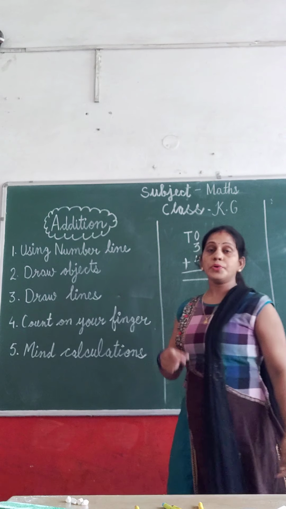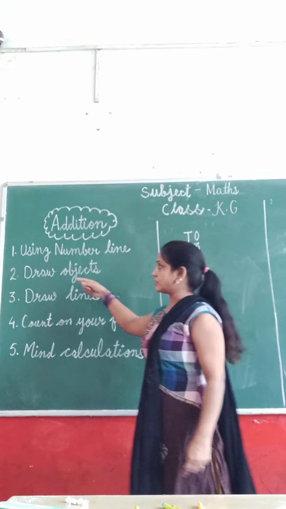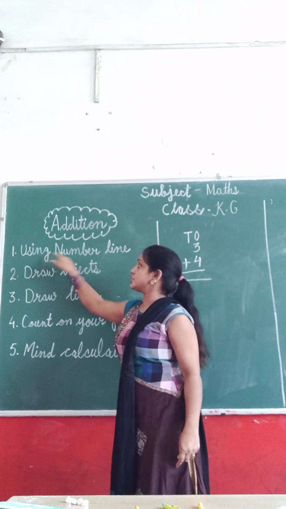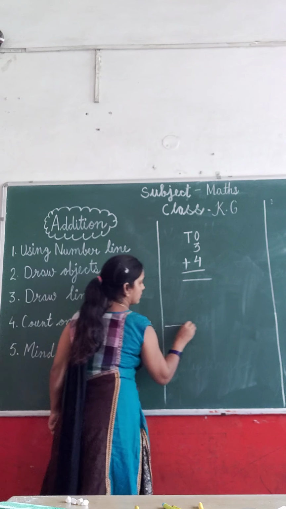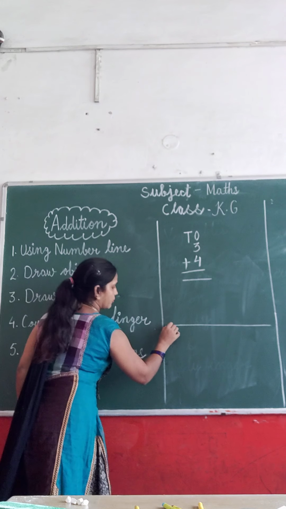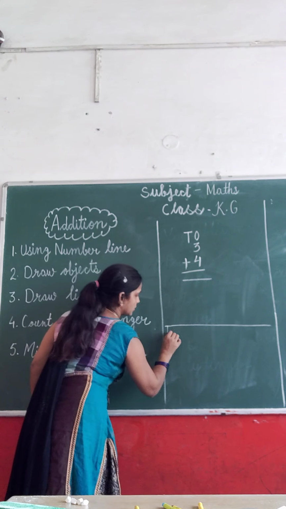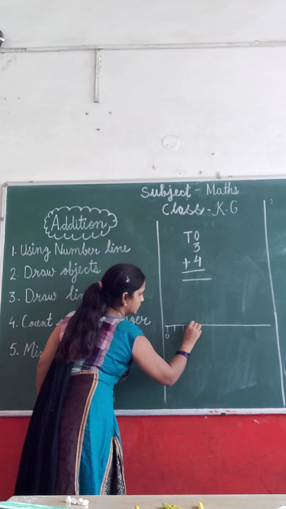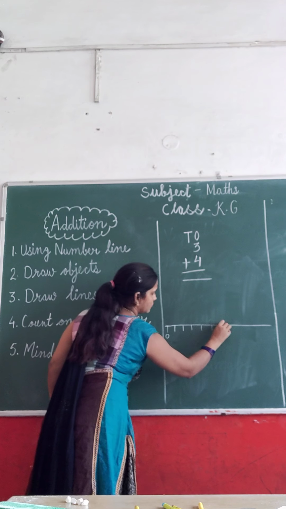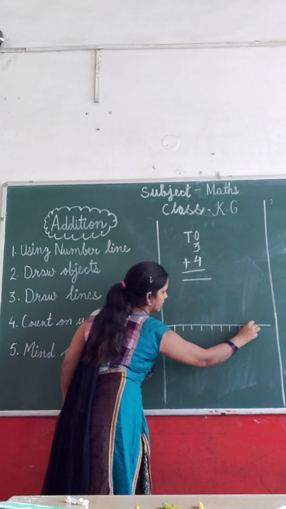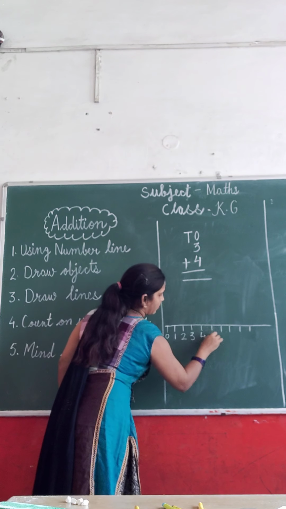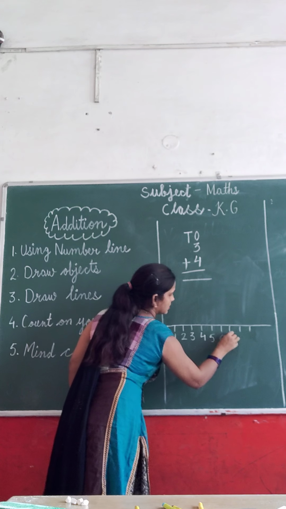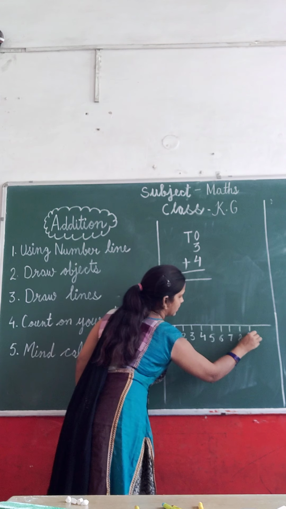We can do addition by different methods. First one is using number line. This is our number line. We will start from 0. 0, 1, 2, 3, 4, 5, 6, 7, 8, 9.